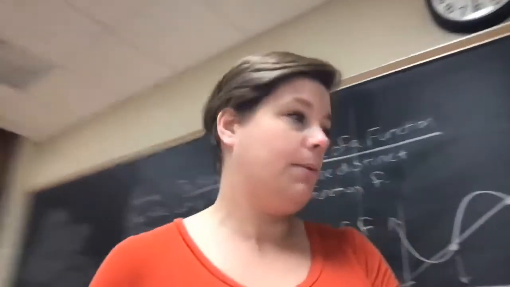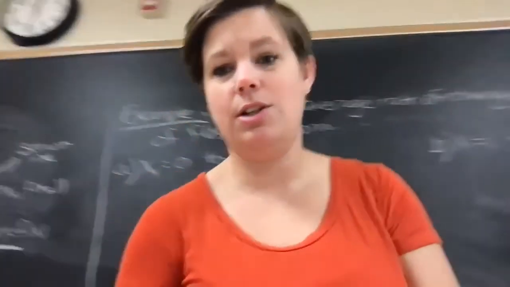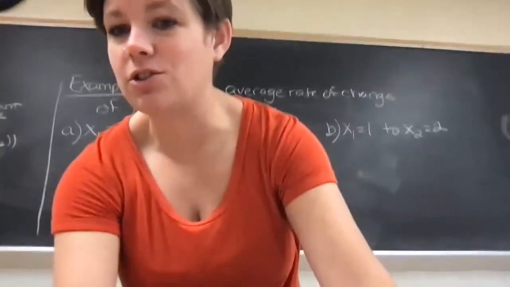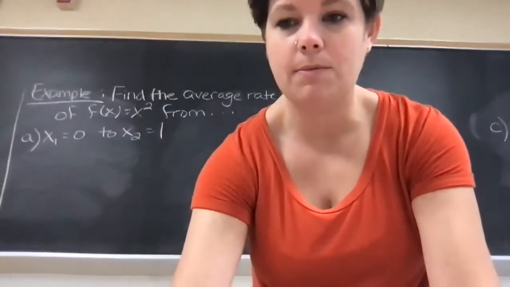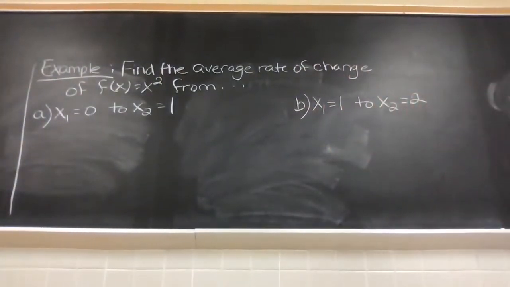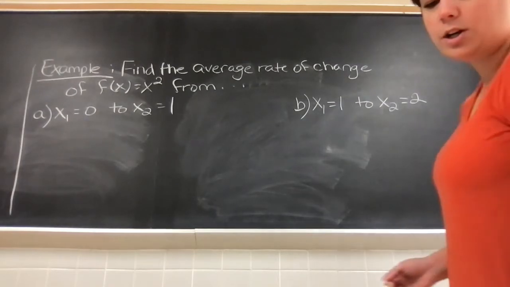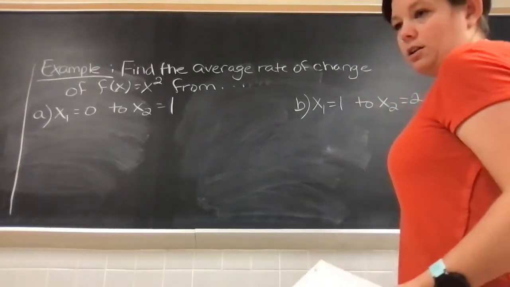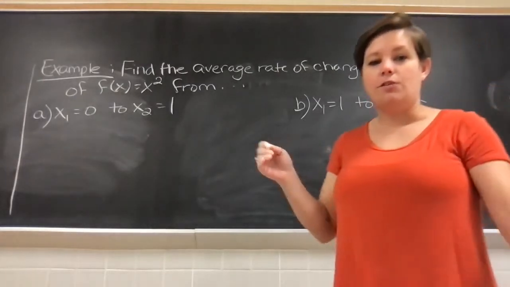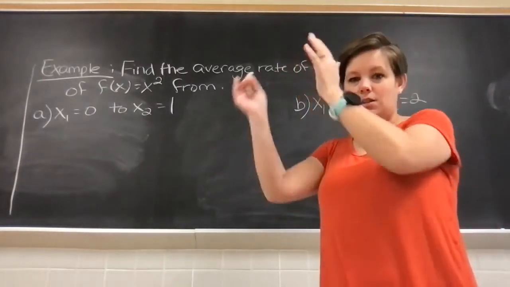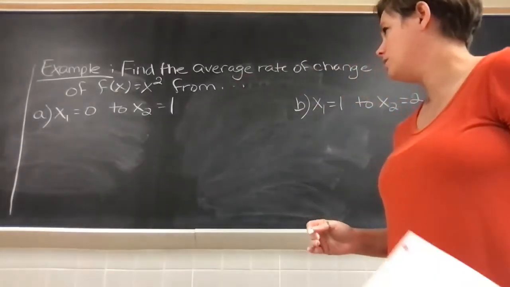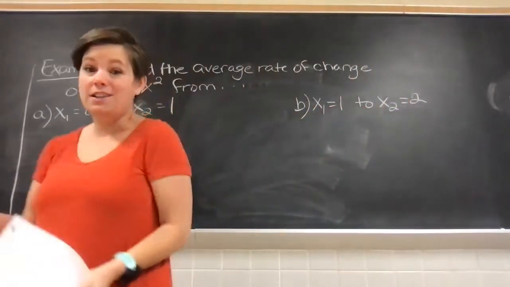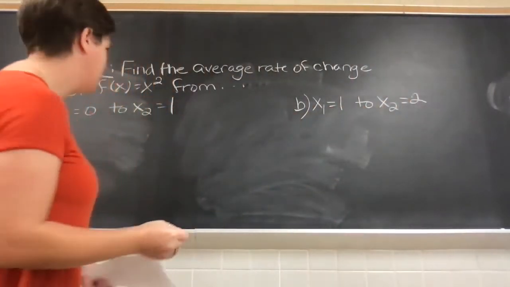So we're going to do an example. It's actually 3 examples, but it's really just one. It looks like 3. Okay, so we want to find the average rate of change of f of x equals x squared from x1 equals 0 to x2 equals 1. We have another one and another one. So we're just going to find the average rate of change of this function on different segments as we progress. Okay, so we're finding the slope. That's all we're doing. We're finding the slope.